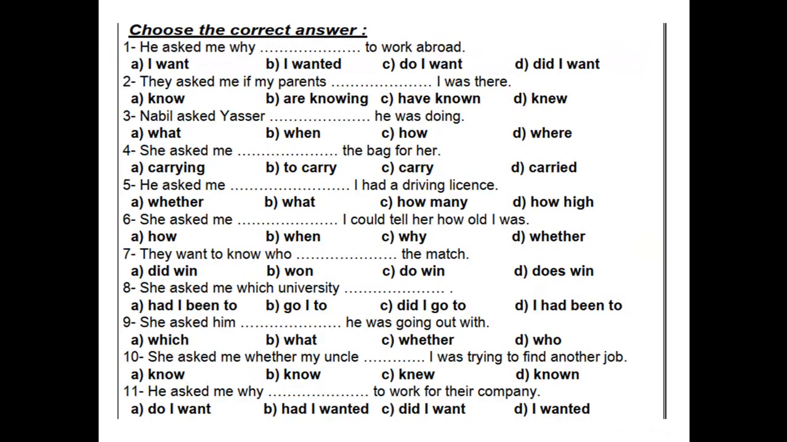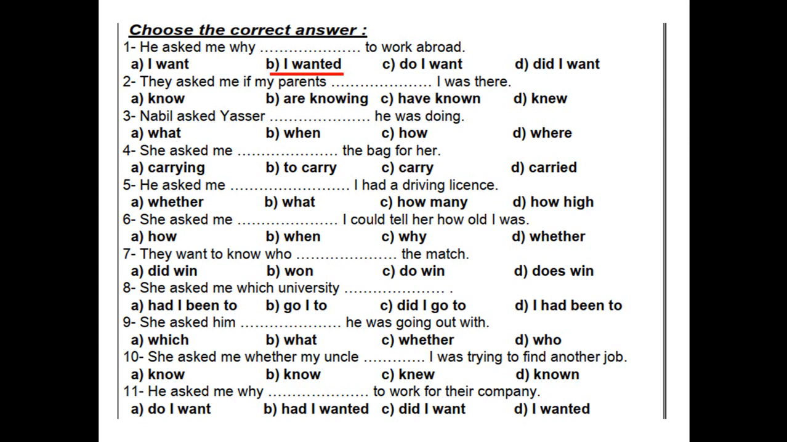Now we come to this exercise. Number 1, he asked me why I wanted to work abroad. Why I want, why I wanted, why do I want, why did I want. Of course, after the word asked, you get the indirect question. So the word order must begin with a pronoun or a noun, not a verb. So I say why I wanted.